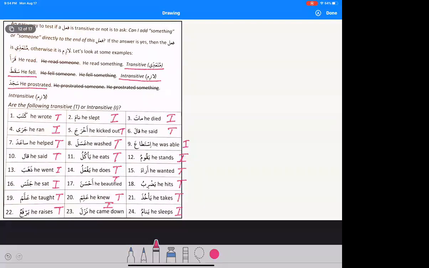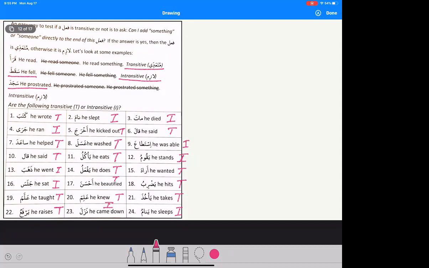Sajada means he prostrated. He prostrated someone or something, doesn't make sense. If we say he prostrated to someone, that makes sense, but we are not allowed to put any preposition after it, remember. Right after the fail, without any preposition, you need to put something or someone. If it makes sense, then it is our mutaddi form. If that doesn't make sense, then it is our lazim form. So now let's see some more examples over here.